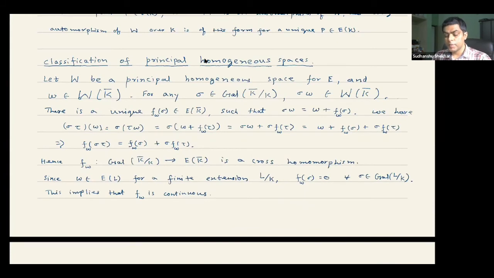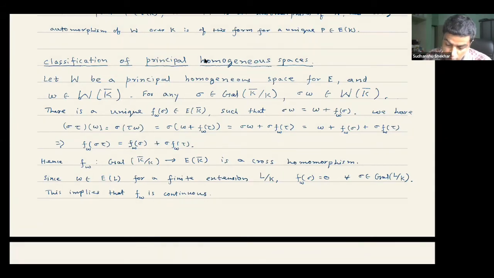So how do we classify all the principal homogeneous spaces of an elliptic curve? This is where group cohomology comes in. The earlier topic and this topic are where these two meet together. So let W be a principal homogeneous space for E, and let small w be a point of this space over a fixed algebraic closure K bar of K.